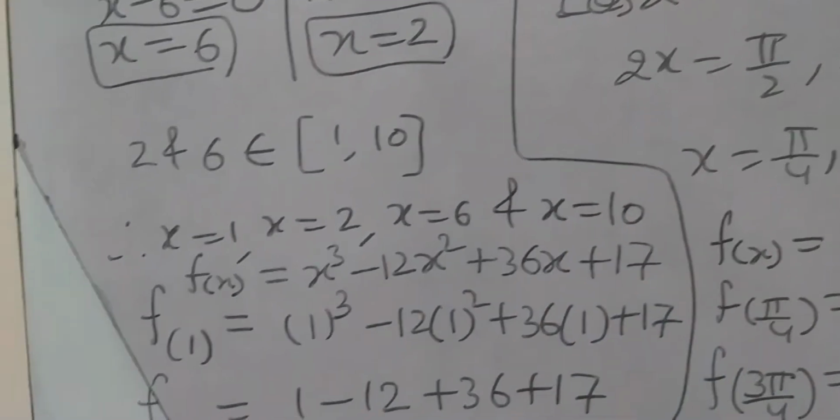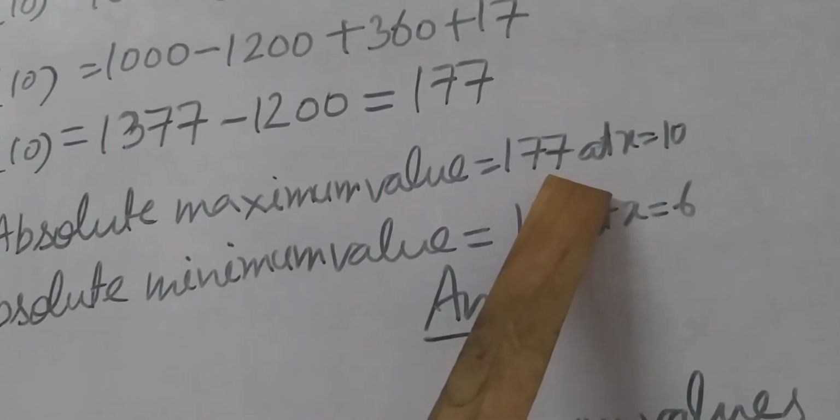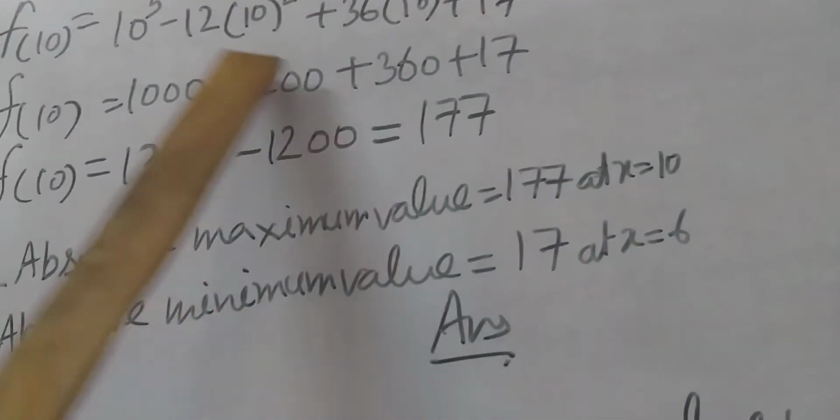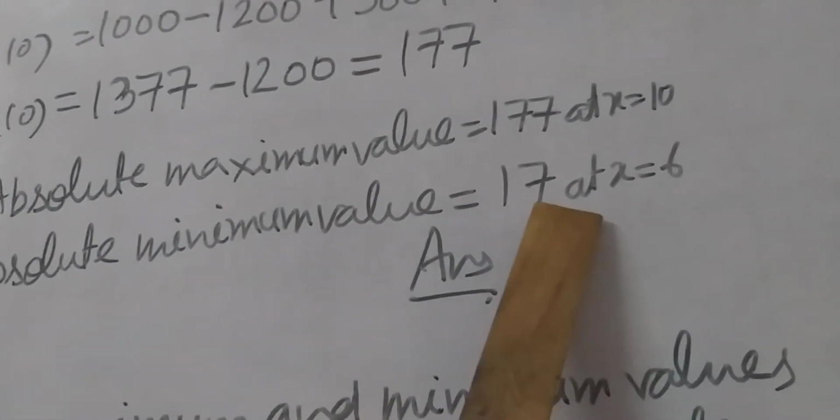So students, at all 4 points we have got values, and we can see the absolute maximum value is 177 at x equal to 10. And the absolute minimum value is 17 at x equal to 6.